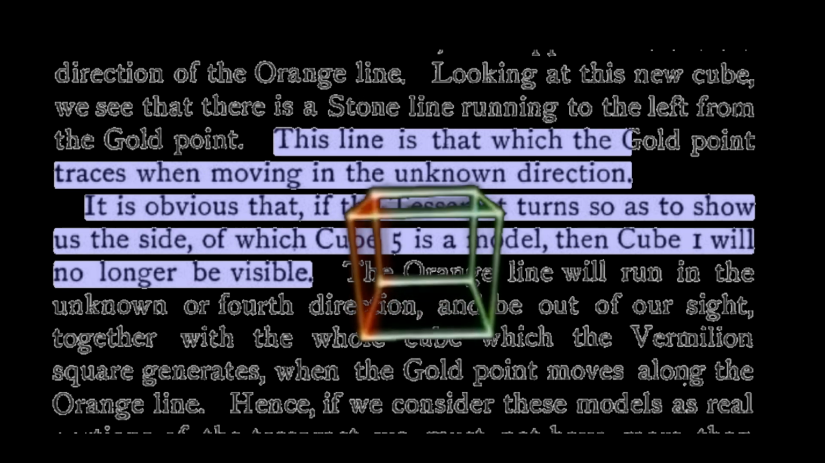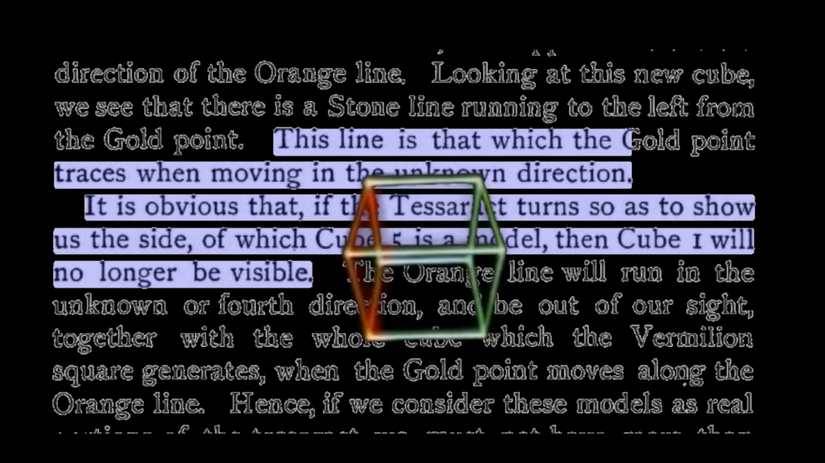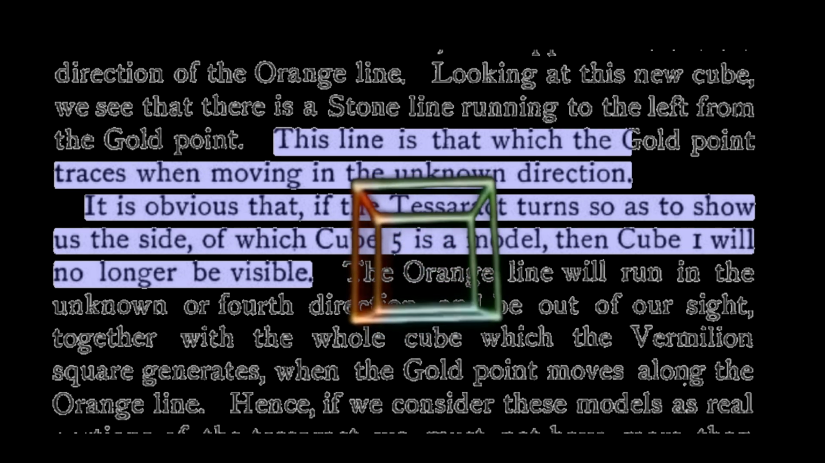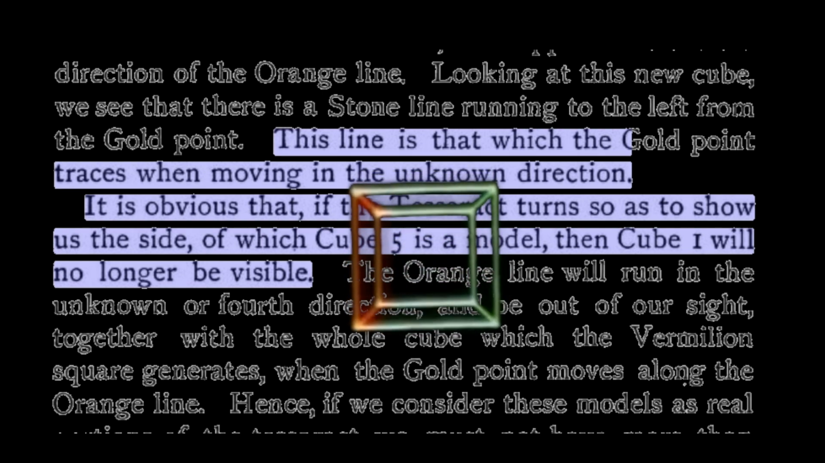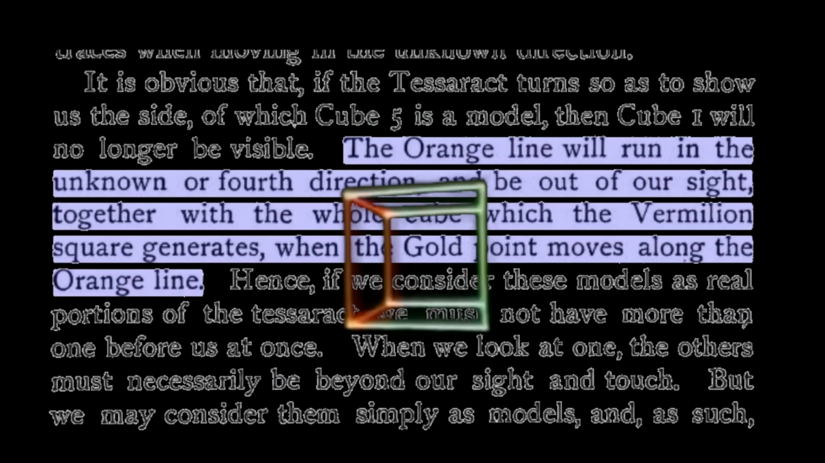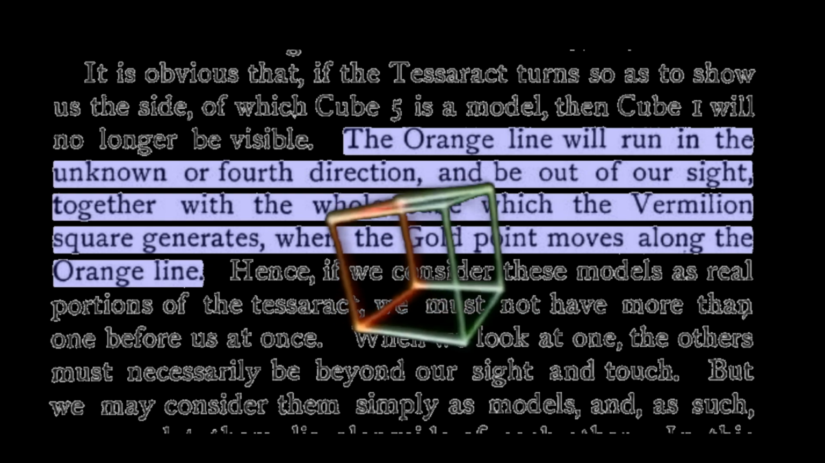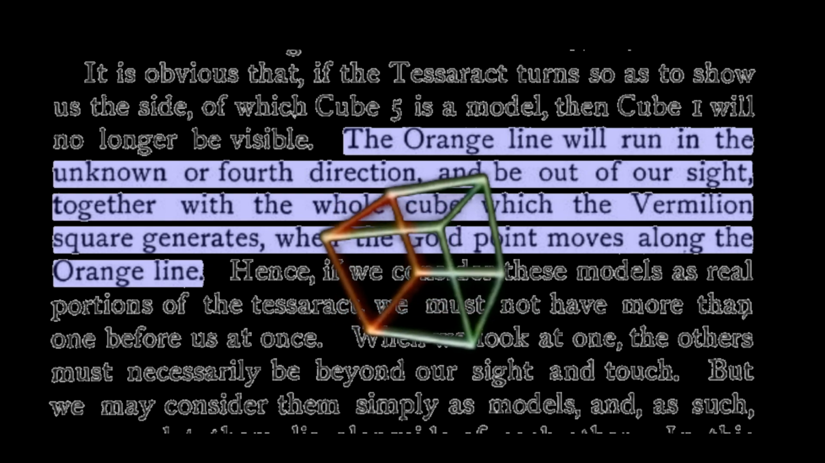It is obvious that, if the tesseract turns so as to show us the side, of which cube 5 is a model, then cube 1 will no longer be visible. The orange line will run in the unknown or fourth direction, and be out of our sight, together with the whole cube which the vermilion square generates, when the gold point moves along the orange line.